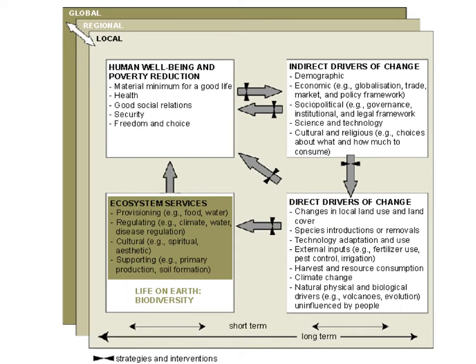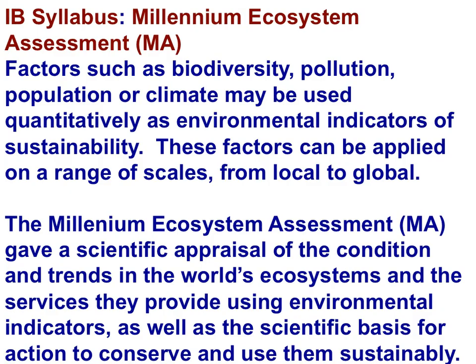Now you can study this slide on your own to better understand the interrelationship between the drivers of change, ecosystem services, and human well-being that feeds back to accelerate or dampen change. The Millennium Ecosystem Assessment identified biodiversity, pollution, population, or climate as quantitative indicators of environmental sustainability. These factors can be applied on a range of scales from local to global. I'll let you read this slide on your own.